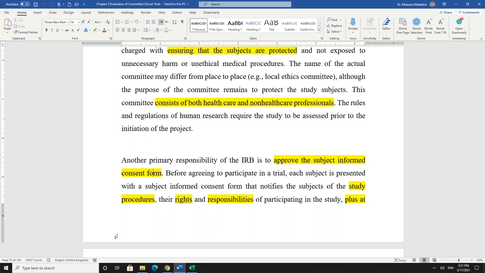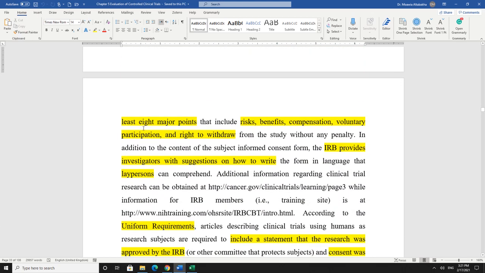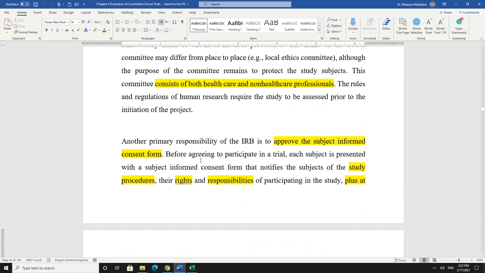He needs to understand the study procedure, his rights, his responsibilities, including at least 8 major points. What are the risks for him? What are the benefits? What is the compensation? And his right to withdraw, and that his participation is totally voluntary. No one should be forcing him. IRB will need to approve this.